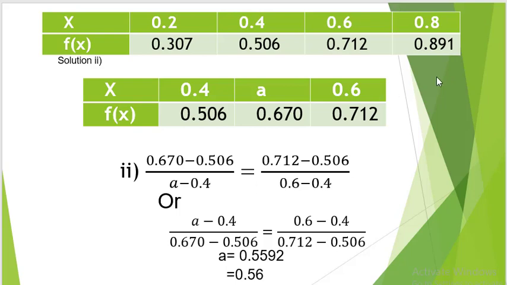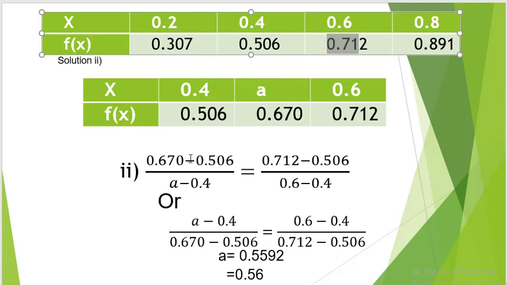Now I extracted this same table, the one we have in the question. Now we are supposed to get the x value corresponding to f of x equal to 0.670. On locating that value among the functional values, it is in between 0.506 and 0.712. That means we shall draw a table also having those two and then fit in the middle value. That's why here the middle value is this one, and then I had to put here the unknown.